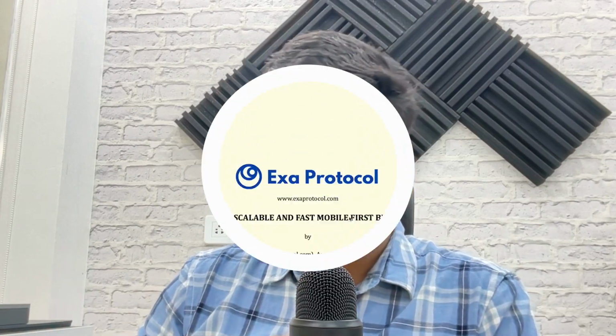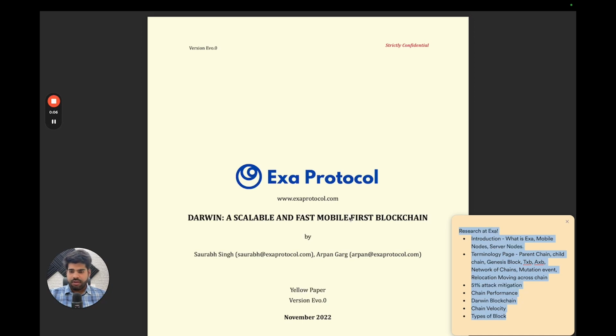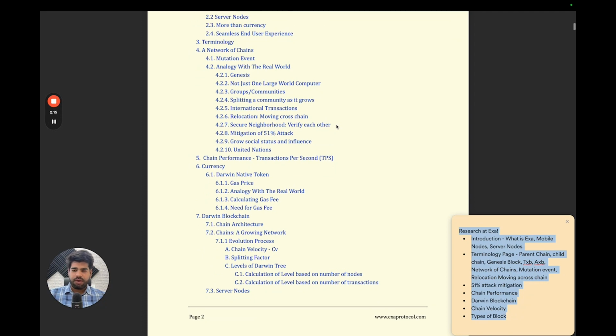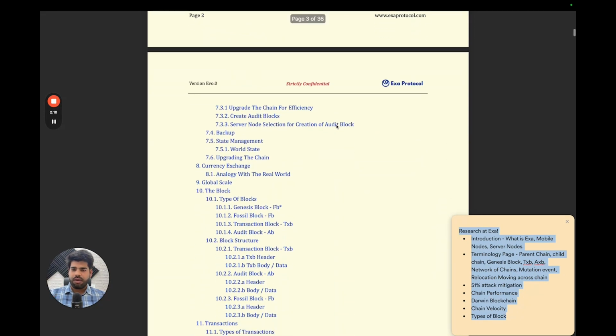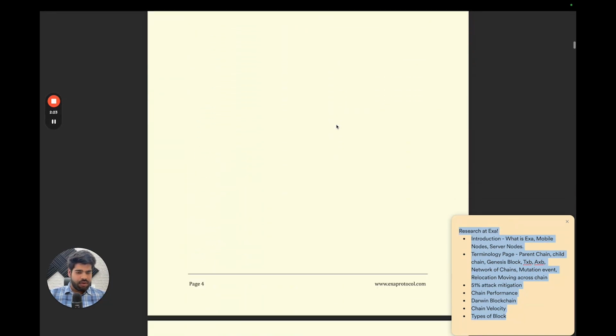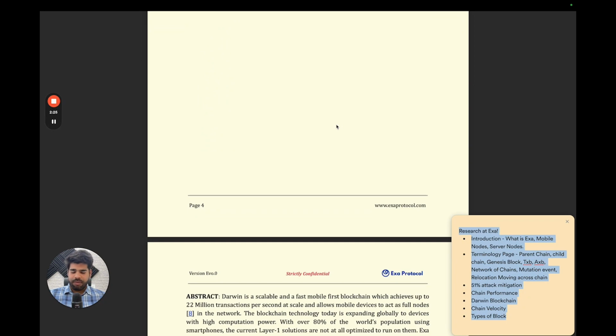So let's get started. We are calling our blockchain Darwin, and we say that it is a scalable and fast mobile-first blockchain. The version of the paper that I'm going to discuss was published last year in November. There are a few updates in this paper, but more or less the crux of what we are building is still the same. We have published this paper on the website itself. You can go through it. There is a table of contents, and you can figure out specifically what you want to look at. Specifically in this video, I wanted to discuss what Exa Protocol is doing to build this layer one.